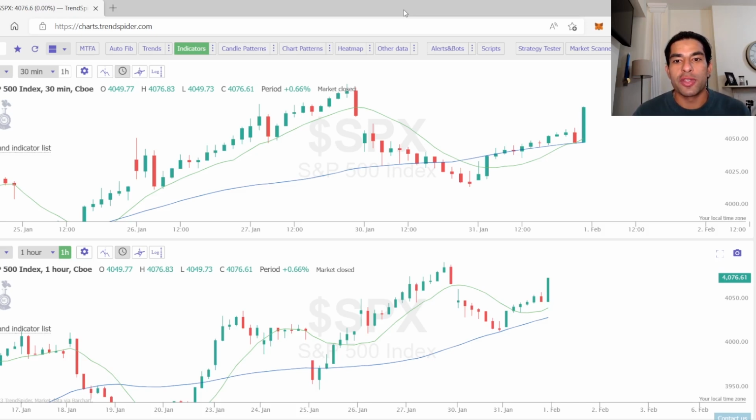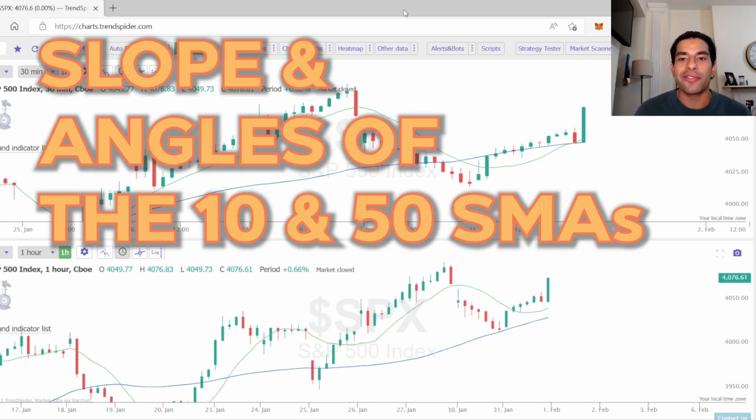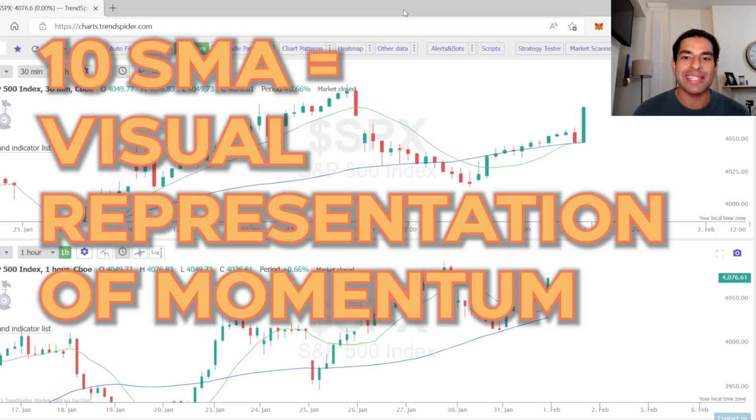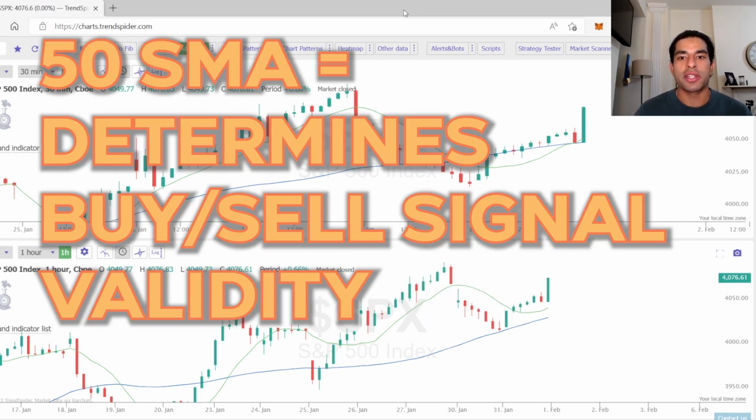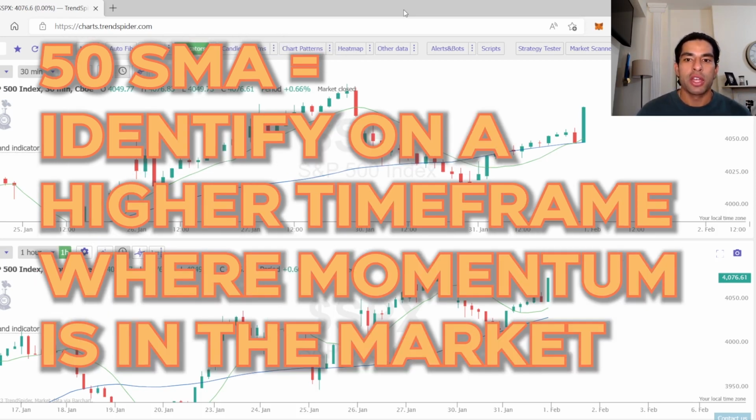We also talked about the slope and angles of the 10 and 50 SMAs and how the 10 SMA is our visual representation of momentum in the market, and how the 50 SMA helps us to determine whether or not a sell signal can be a true sell signal, or whether or not a buy signal can be a true buy signal, and it helps us to identify on a higher time frame where exactly that momentum is in the market.